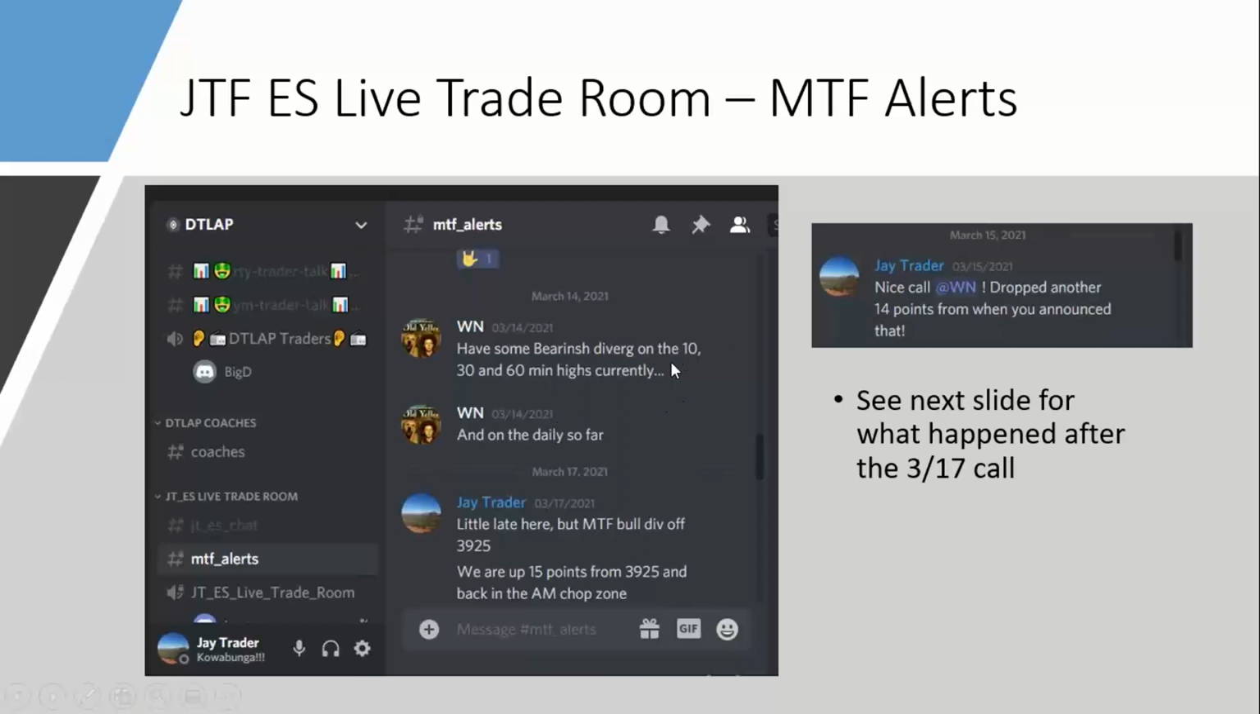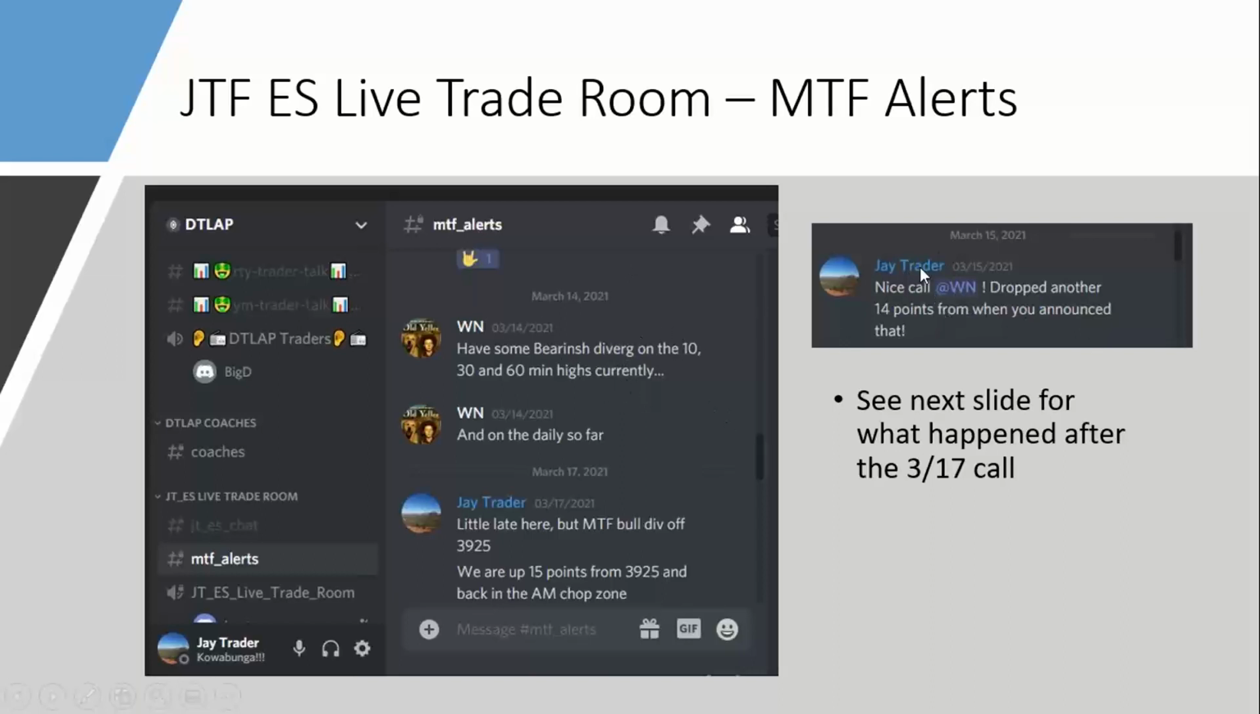So if anyone was following and they saw that, maybe sitting at their computer at the end of the night, they could have looked for a beautiful entry to take it short. Maybe they got in a little late, maybe 5 or 10 points. Not bad, especially on a nice free trade alert.